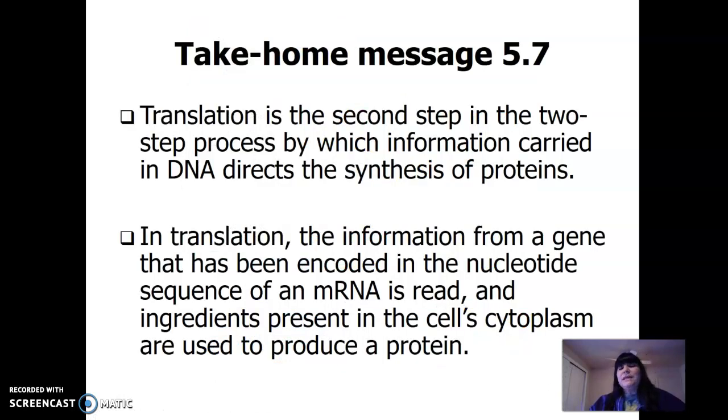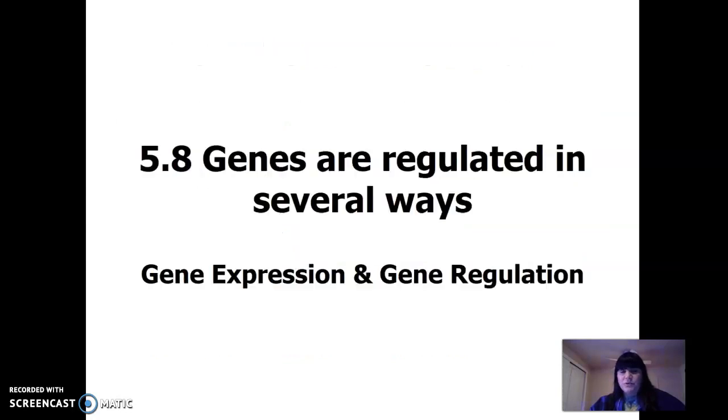So translation, the second step in a two-step process in which DNA directs the synthesis of proteins. In translation, the information from a gene that has been encoded in the nucleotide sequence is read. Ingredients present in the cell's cytoplasm are used to produce a protein. So gene regulation: genes can be turned on, they can be turned off, they can be blocked.